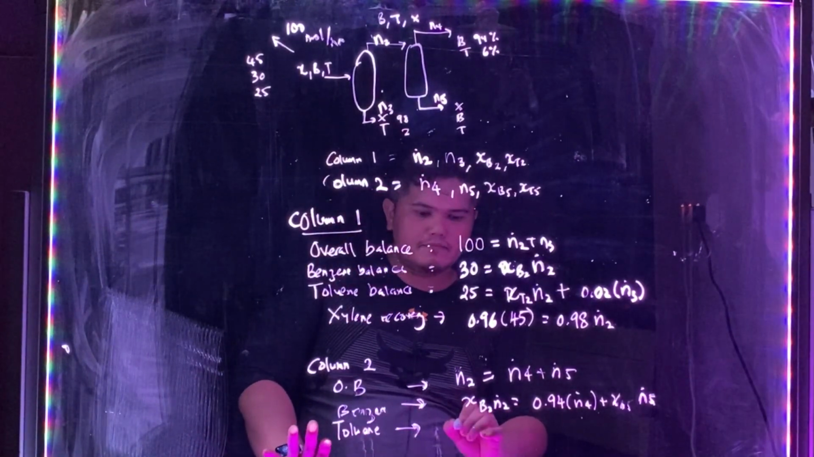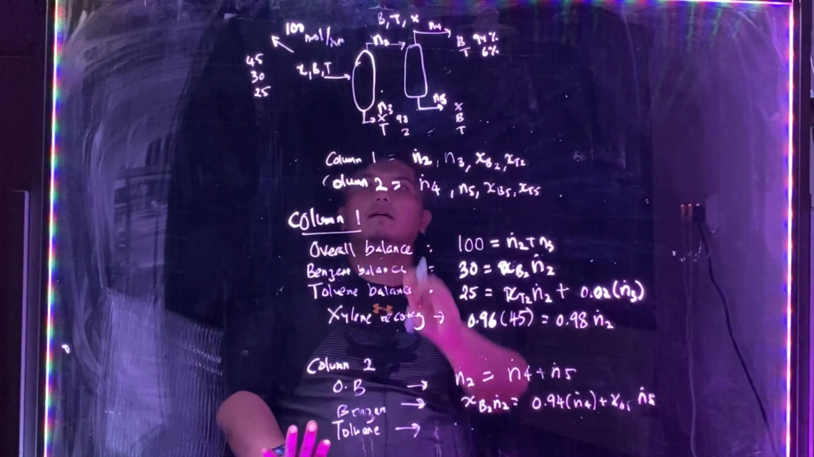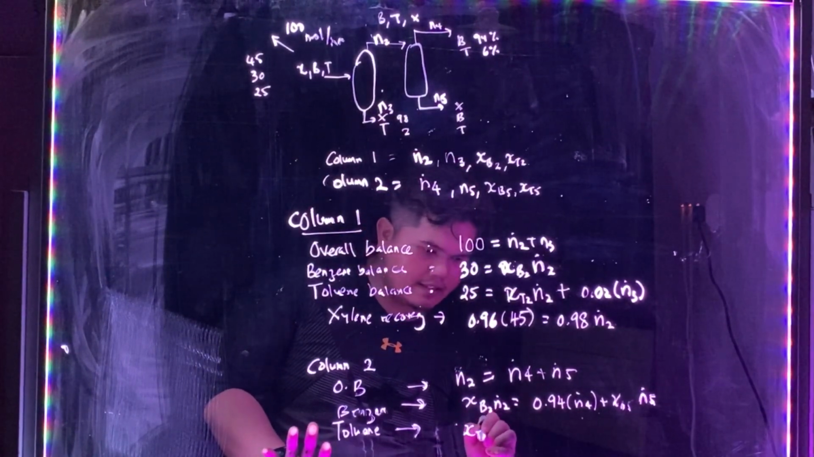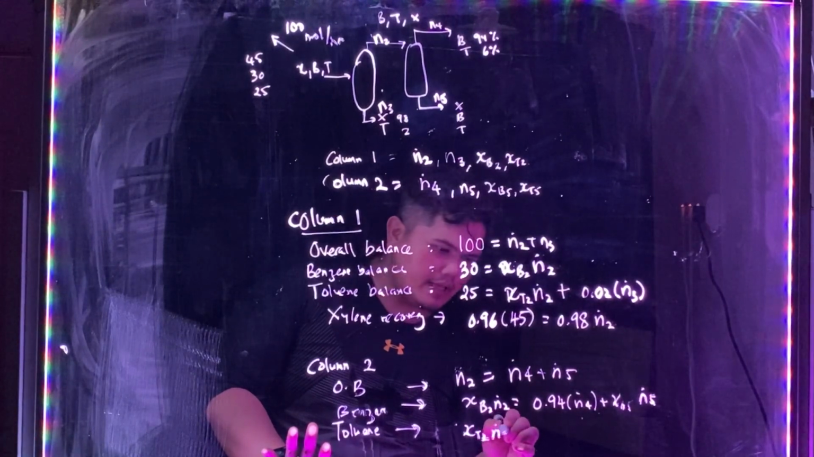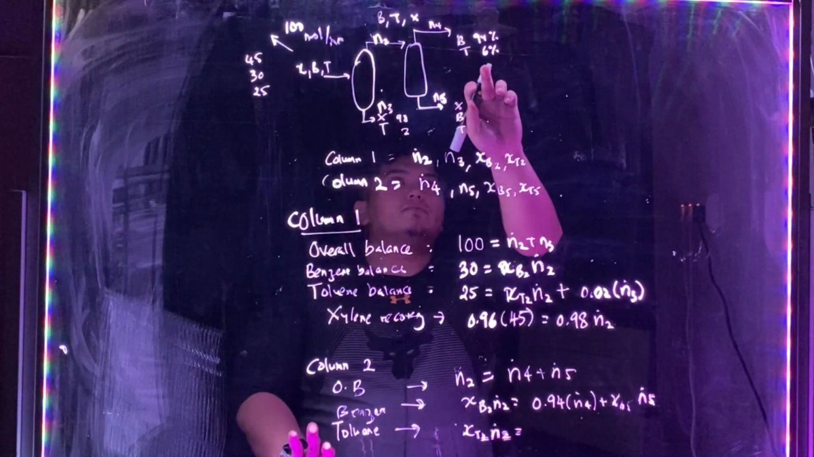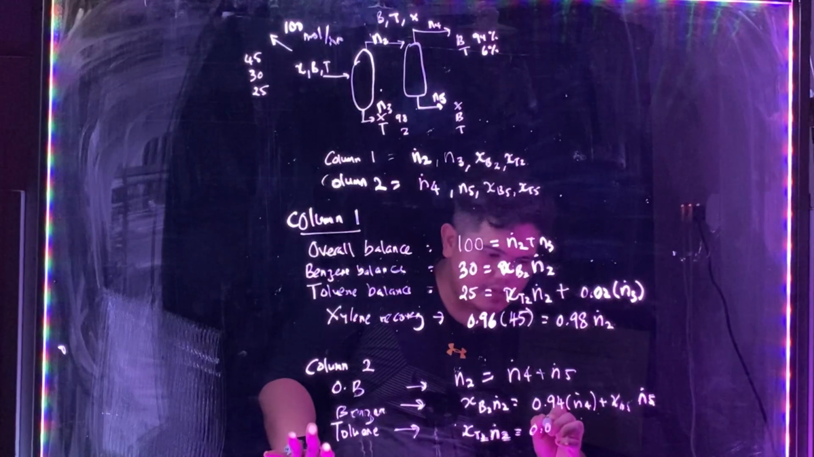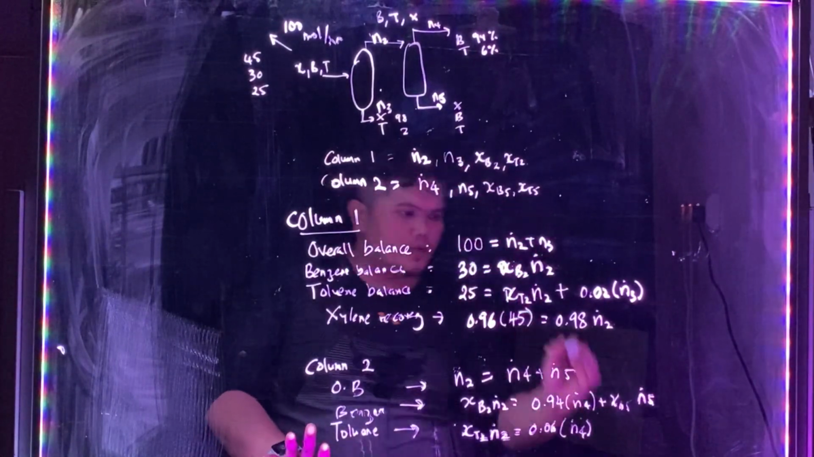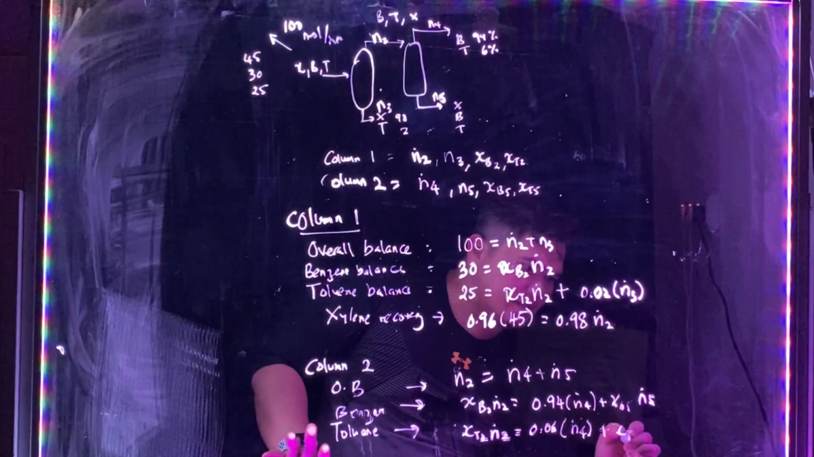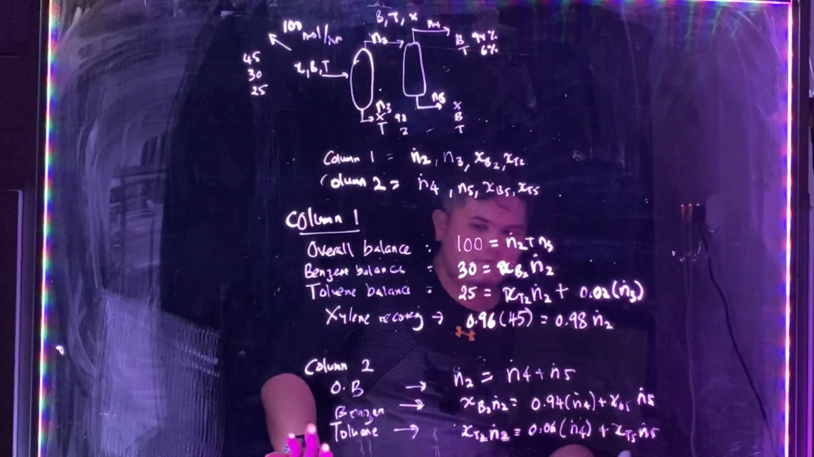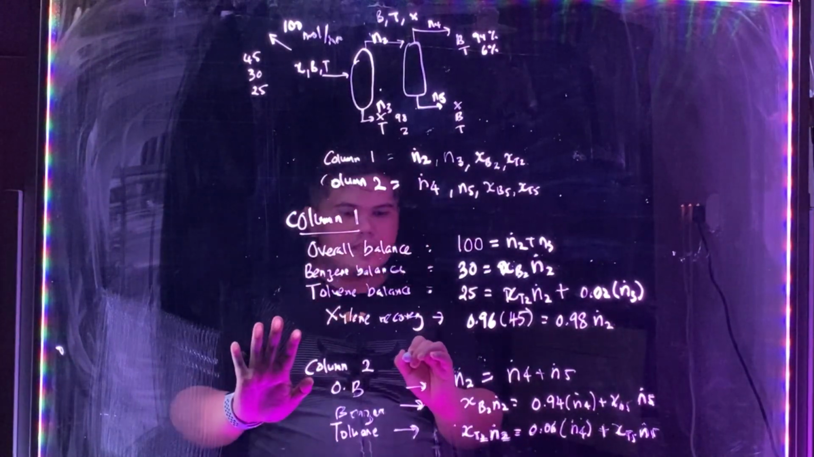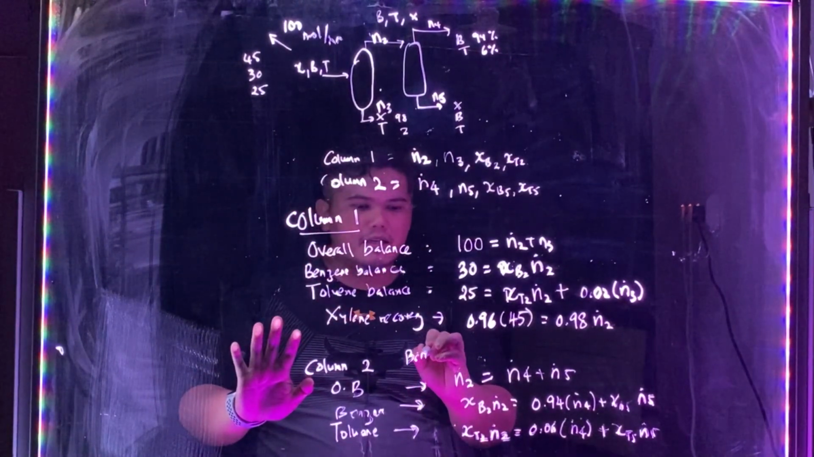As for toluene, we then have XT2 N2 equals 0.06 multiplied by N4 plus XT5 N5. Another missing thing that we need to include is the benzene recovery.